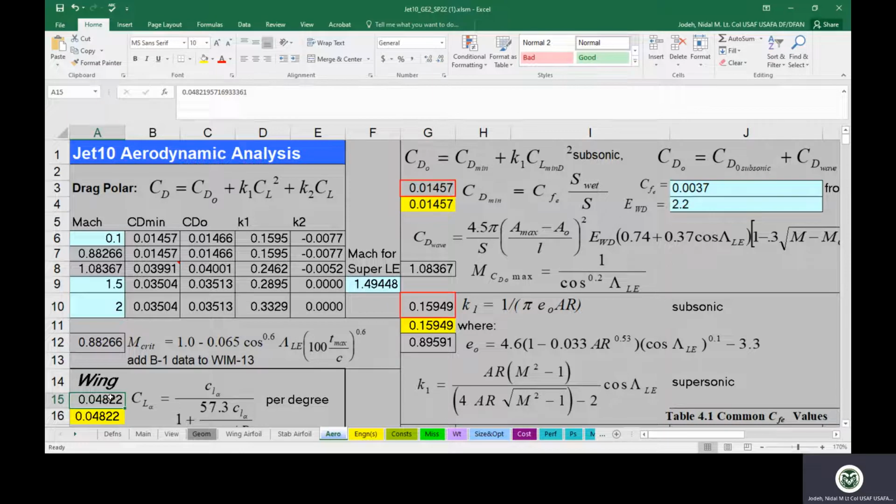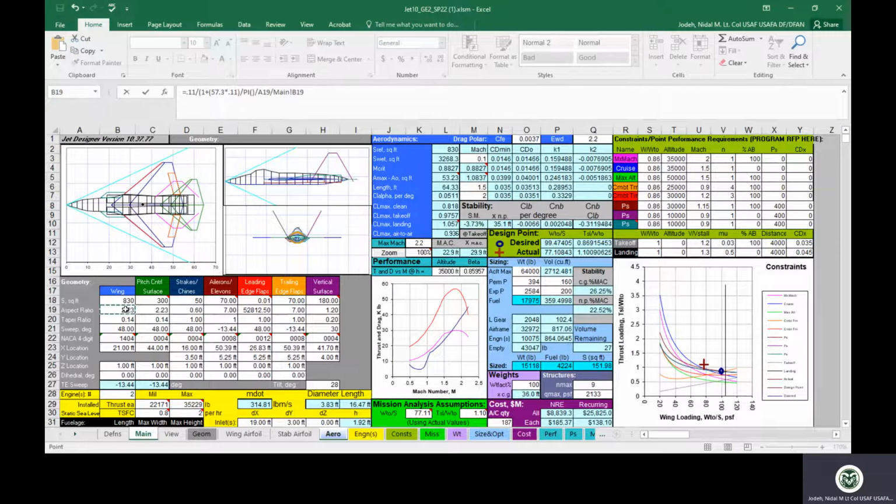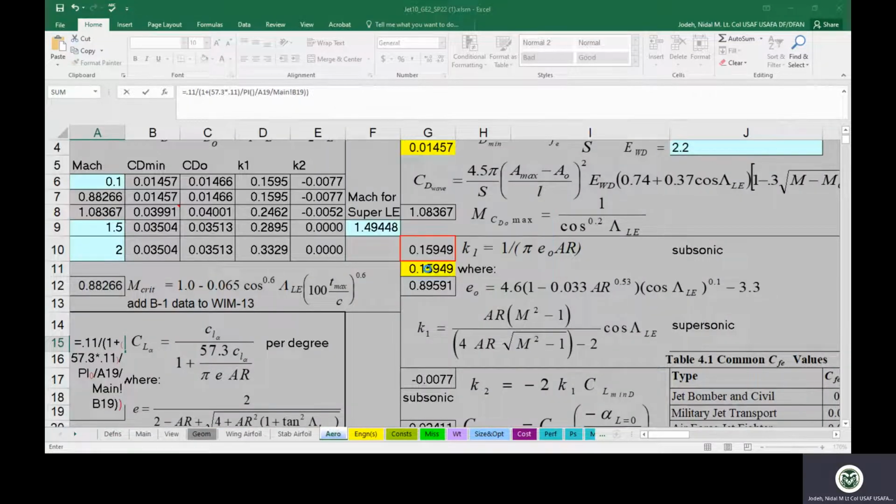All right, for the wing, this one was a little bit more sporty. So this is, remember, equals 0.11 per degree divided by, open parenthesis, 1 plus, open parenthesis, 57.3 times 0.11, which is CL alpha, close parenthesis, divided by pi divided by e, which is right below it, divided by aspect ratio, which is again on the main page for the wing, right there, close parenthesis, and I'm looking up in the equation box. So let's see, it didn't like that, but it fixed it for me. So I'll hold there for a second.